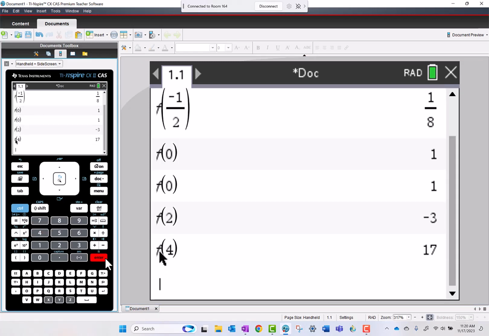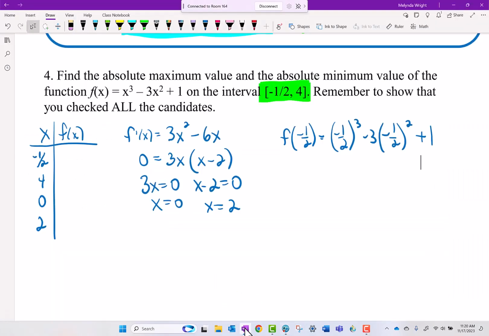So that makes our life much easier. Okay, are we okay with that? Okay, so those are my values. I'm going to go back over here, and let's write them down. So the negative 1/2 was 1/8. The 4 was 17. The 0 was 1, and the 2 was negative 3. Those are all of our candidates. Okay? So now we do the test.